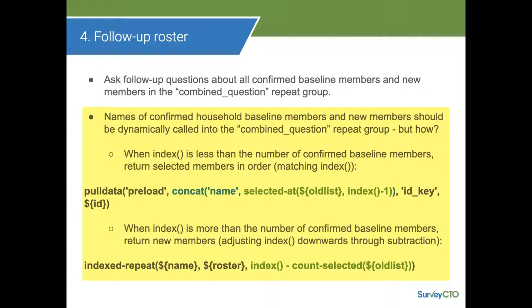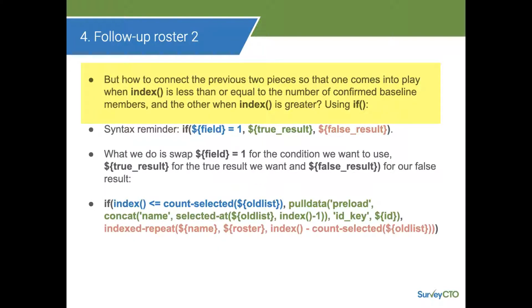So again, there's a lot going on here. I think it helps to rather look at these functions here in isolation from the form. But the question still is, how do we put this together? We talked about 2 circumstances: the circumstance under which we want to return baseline members, and the circumstance that we want to return new members. We don't want to do both.